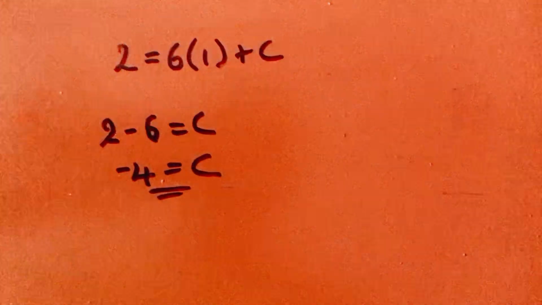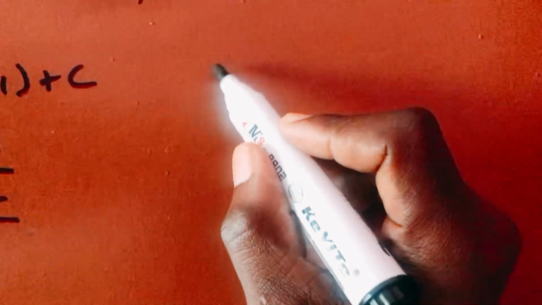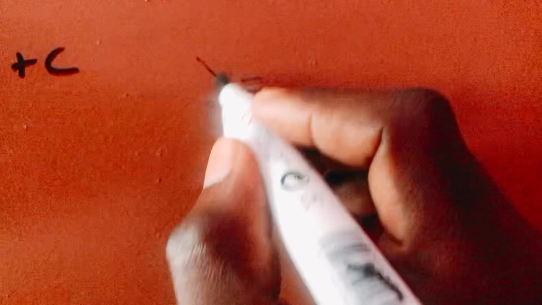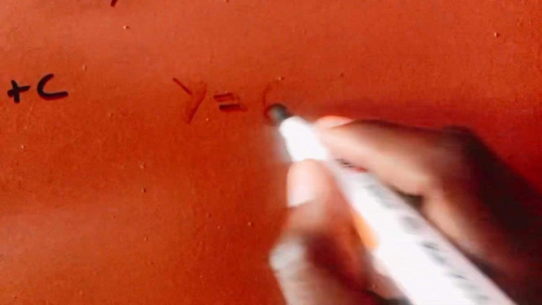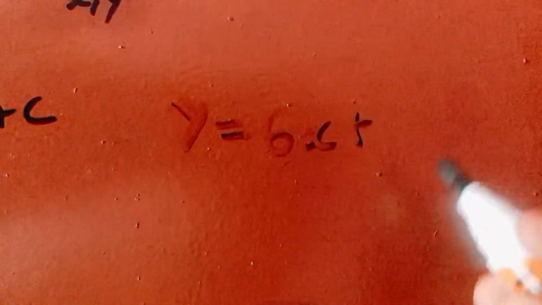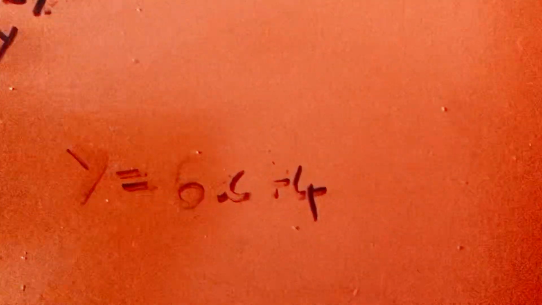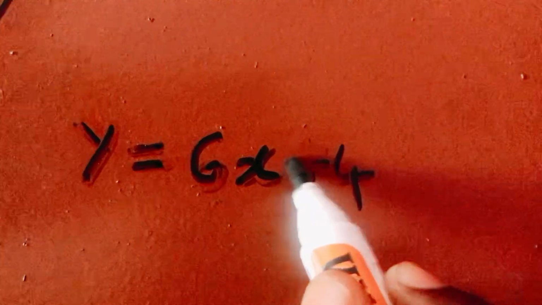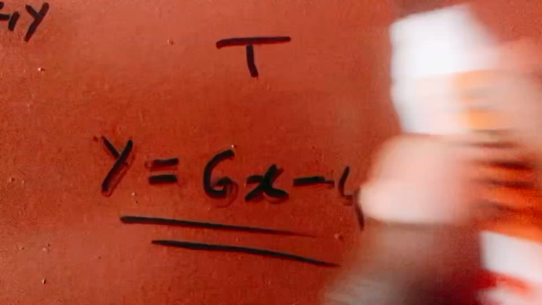And now we have everything in our equation to write the equation of the tangent. So instead of saying y is equal to mx plus c, now we have all the important information. It's going to become y is equal to 6x plus c, negative 4. So the equation is going to look like this: y equals 6x minus 4. This is a minus. So this is the equation of the tangent, and it is done.